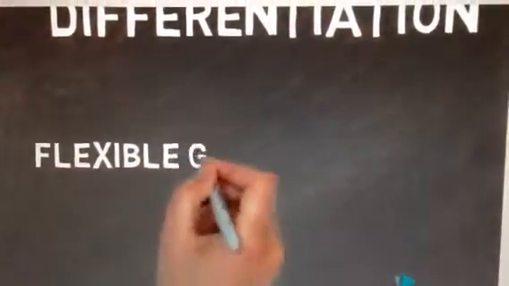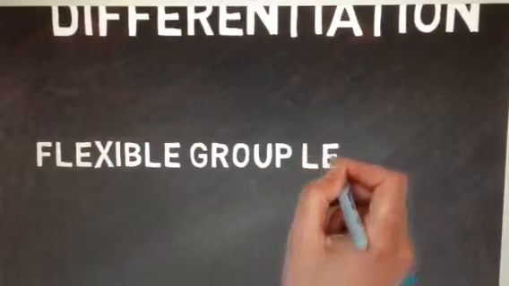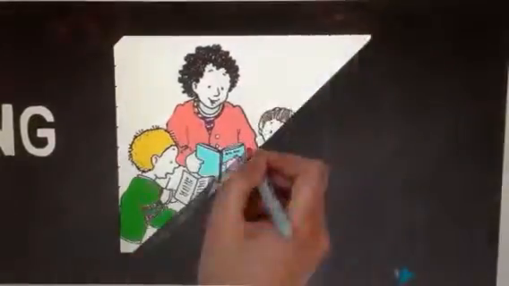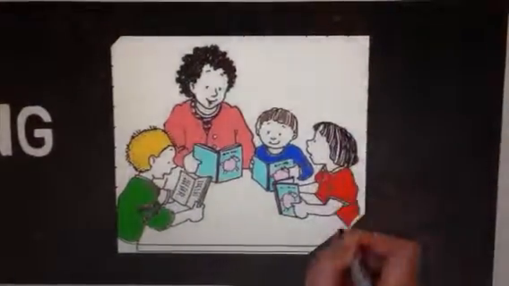With differentiation, there are three key features. First, there's flexible group learning. This deals with grouping students based on prior assessment of student learning or interests. Groupings are sometimes determined by the student and sometimes by the teacher, and the students are grouped and regrouped regularly.